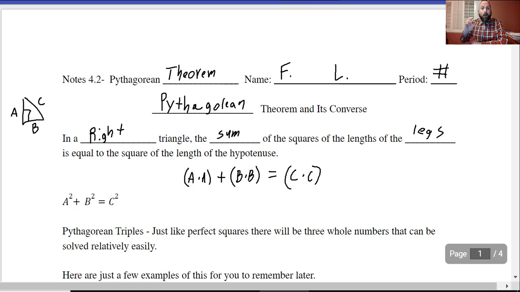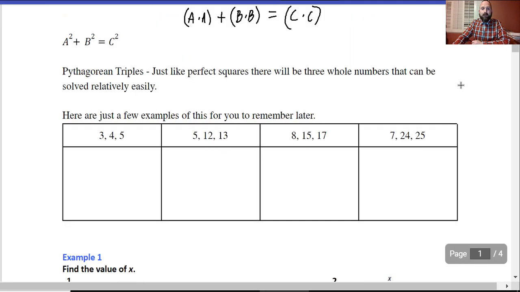Now, there are going to be some cool numbers that are going to be nice and easy. These are called Pythagorean triples. Just like perfect squares, they're going to be nice whole numbers that can be solved relatively easily when we're dealing with right triangles. Here are just a few for you to remember later. So we have 3, 4, 5. So the largest side will always be the hypotenuse. This is the side that is across from the right angle. So for this one, that would look like 3, 4, and 5.